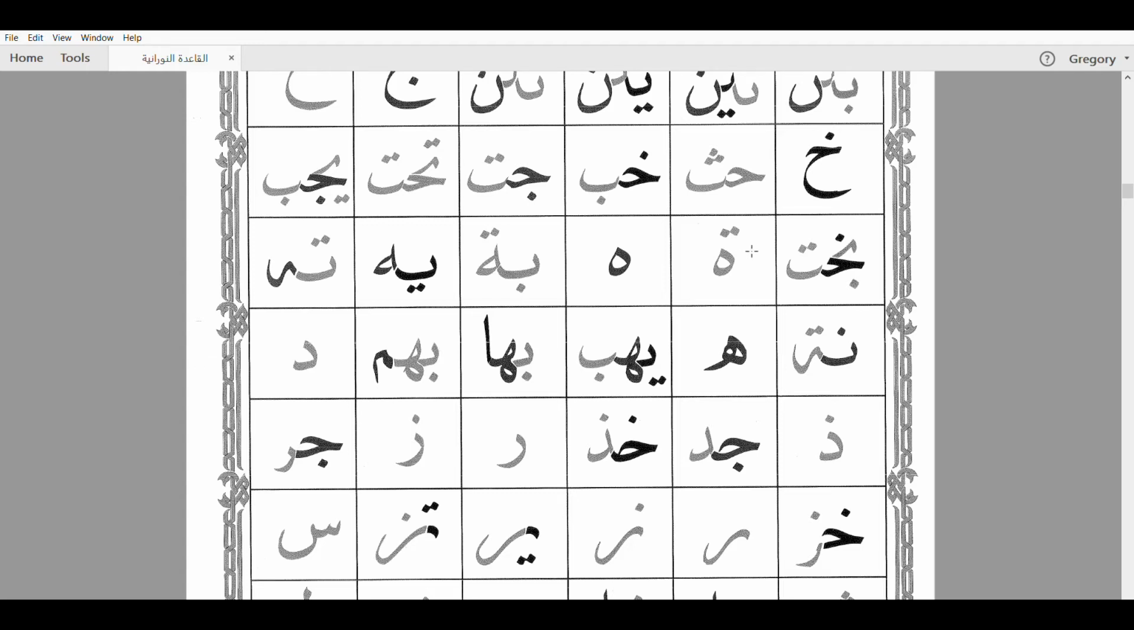You only see this at the end of a word. And it makes an ah sound, like Fatima, that's that letter. Fatima, right? It makes an ah sound. But if you have a word after it, then you'll pronounce it like a T, like a ta. So Fatimat, which you would say if there's a letter after it.